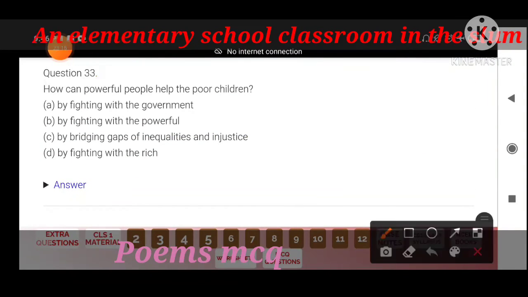How can powerful people help the poor children? By fighting with the government, by fighting with the powerful, by bridging gaps of inequalities and injustice, and by fighting with the rich. So according to you, what will be the answer? They have to become a bridge, and they have to cover the gap between inequality and injustice towards the upper class and lower class.